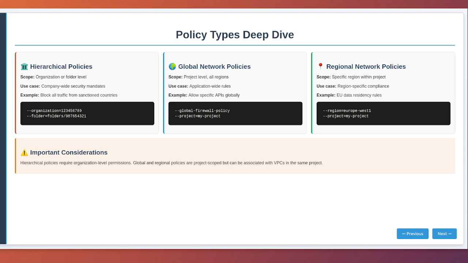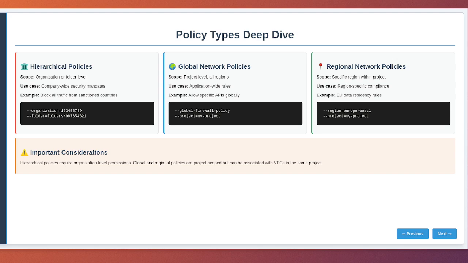Global network policies operate at the project level but span all regions within that project. These are perfect for application-specific rules that need to apply everywhere your application runs. For example, if you have a microservices architecture deployed across multiple regions, you might have a global policy that allows your API gateway to communicate with your backend services, regardless of which region they're in.